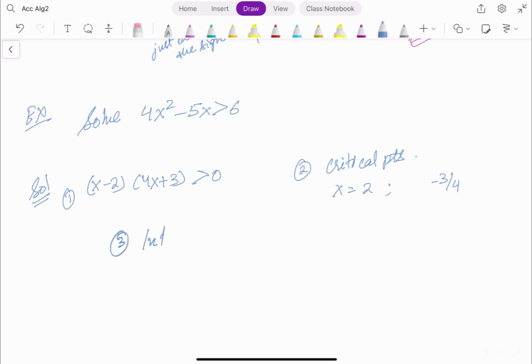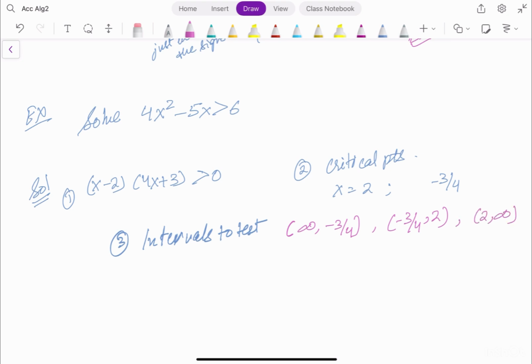What is step number 3? Find the intervals. So again, there is no equality in this problem. It is only greater than. So it will be open intervals. So -∞ to -3/4, then -3/4 to 2, and finally 2 to infinity.